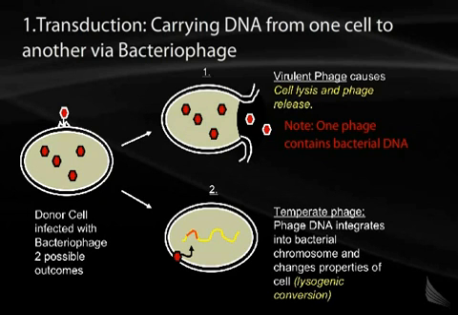The second possible outcome is when you have a temperate phage. This phage doesn't cause cell lysis, but the DNA integrates into the bacterial chromosome and changes the properties of the cell. This is called lysogenic conversion.